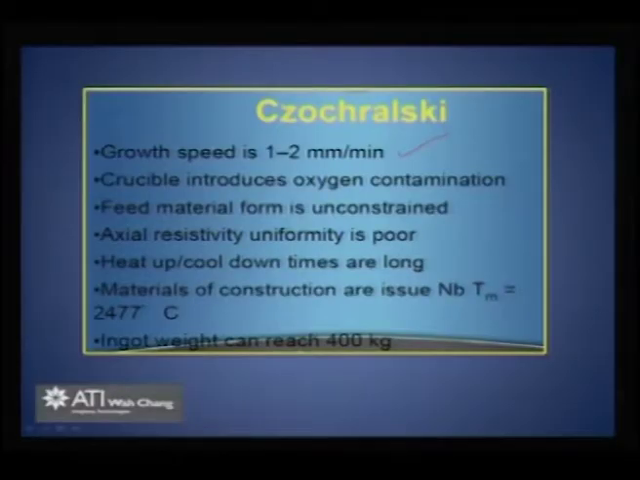The crucible introduces oxygen contamination, which is a problem that is often combated, and the feed material form is unconstrained. Heat up and cool down times are long, and usually we worry about the assembly, which has to be made to withstand such temperatures, and niobium and the construction of this whole system becomes an issue.